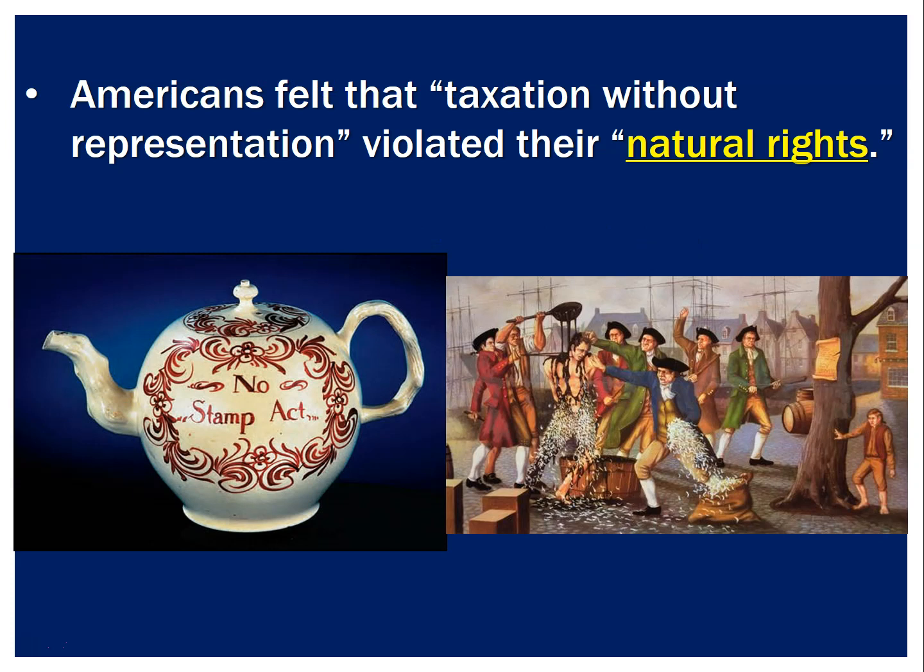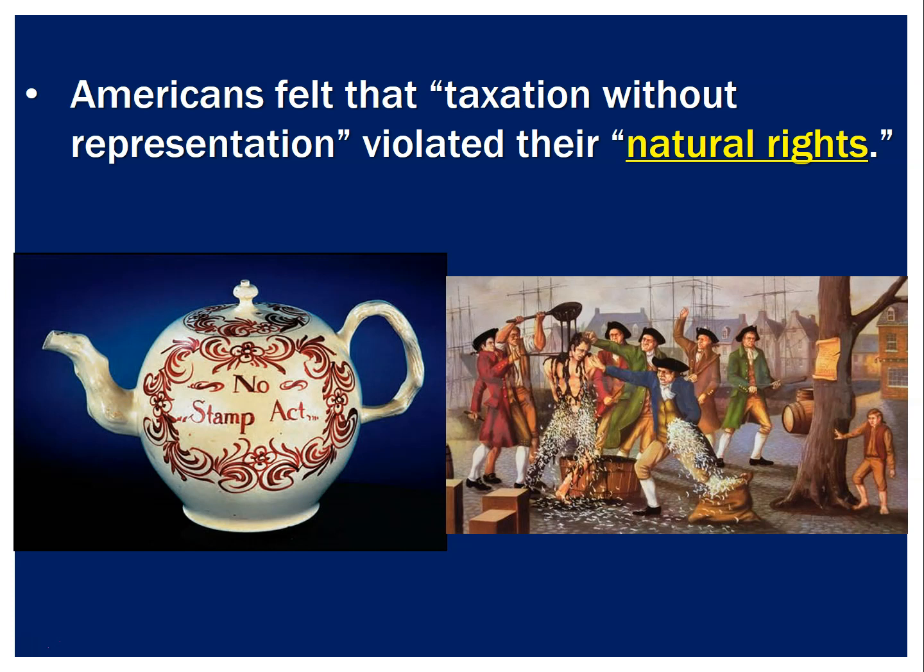Now, the Americans were not against paying taxes. They were already paying taxes to their local authorities. What they resented and what they pushed back against was this idea that they should have to pay taxes to the British Parliament when they don't actually have any representation in the British Parliament. The Americans said that taxation without representation was a violation of their natural rights.